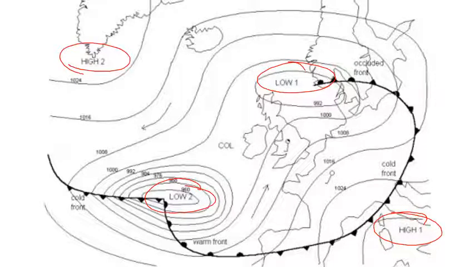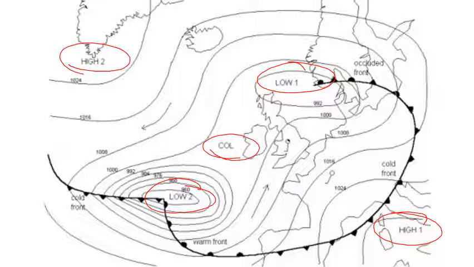So, a col will appear in between two highs and two lows that are arranged alternately. So, ito yung col. Nasa gitna siya ng dalawang low pressure area.